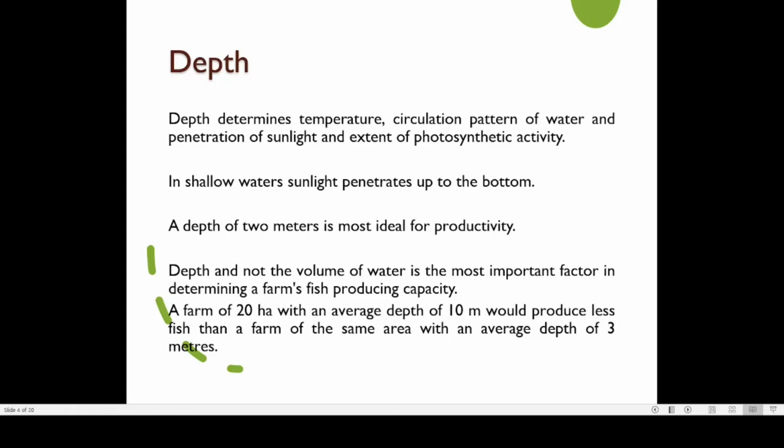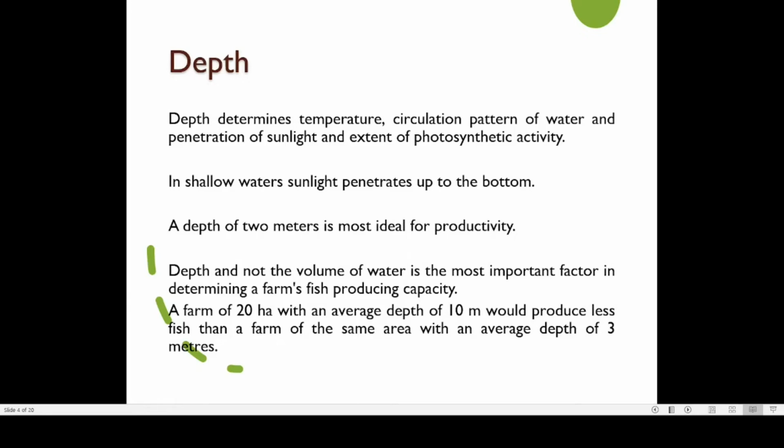So depth, and not the volume, is the most important factor in determining the fish-producing capacity. Here is an example. A farm of 20 hectares with an average depth of 10 meters would produce less fish than a farm of 20 hectares with an average depth of 3 meters. I have told you that the ideal depth is 2 meters. So here there are two cases: the depth of one farm is 10 meters, the depth of the second farm is 3 meters.